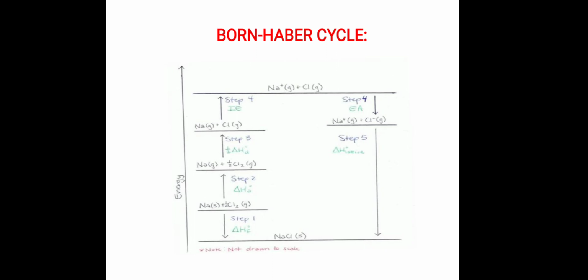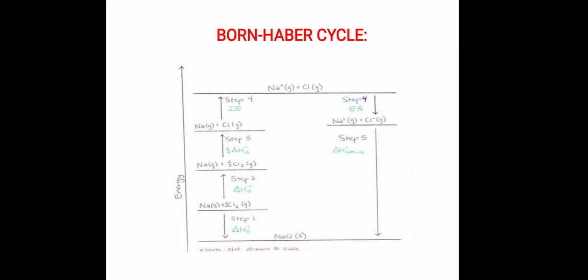Then the second step is ionization energy, so sodium becomes sodium plus. The third stage is enthalpy of dissociation: the chlorine molecule is dissociated into chlorine atoms. Then the fourth stage is electron affinity, so chlorine becomes chloride ion. Then finally lattice energy to give the sodium chloride crystal.